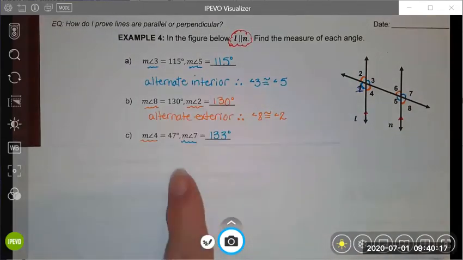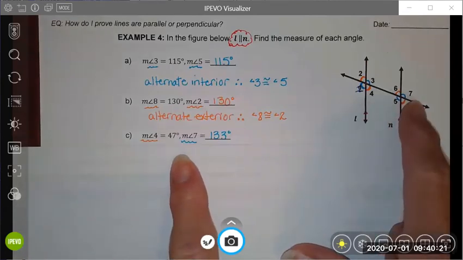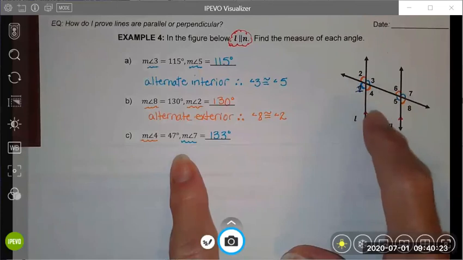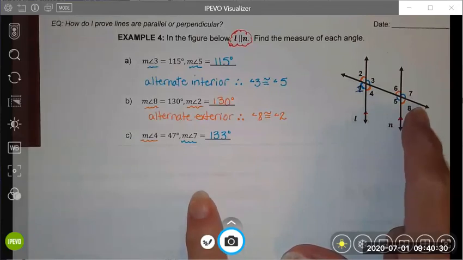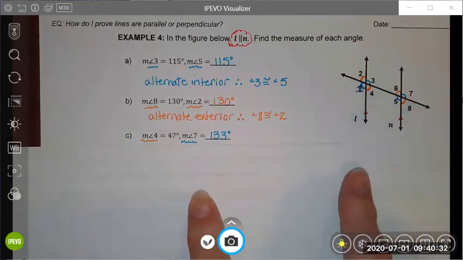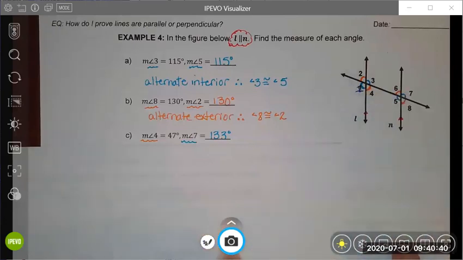Lastly, I'm asked to look at angle 4 and angle 7. The first thing I notice is that angle 4 is inside the parallel lines, angle 7 is outside. They are on different sides of the transversal, so they are neither same side interior nor exterior. They are alternate, but they're not both interior or exterior, and they're not corresponding because they're not in the same relative position. So these two angles have no direct relationship.